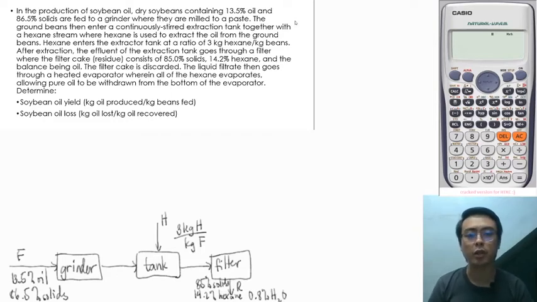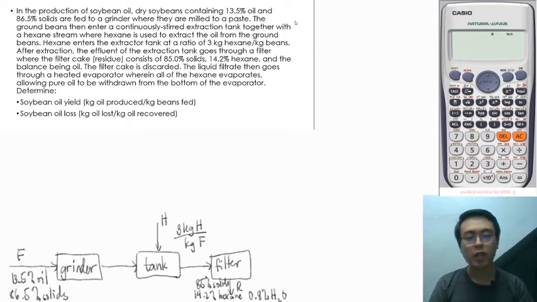Okay, that is our residue. Next, the filter cake is discarded. The liquid filtrate then goes through a heated evaporator wherein all of the hexane evaporates, allowing pure oil to be withdrawn from the bottom of the evaporator.